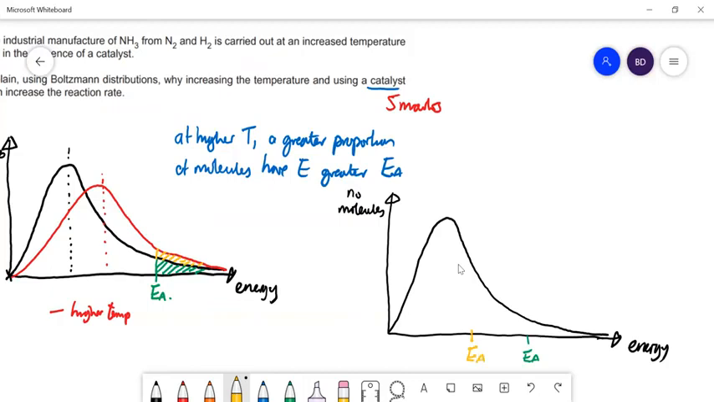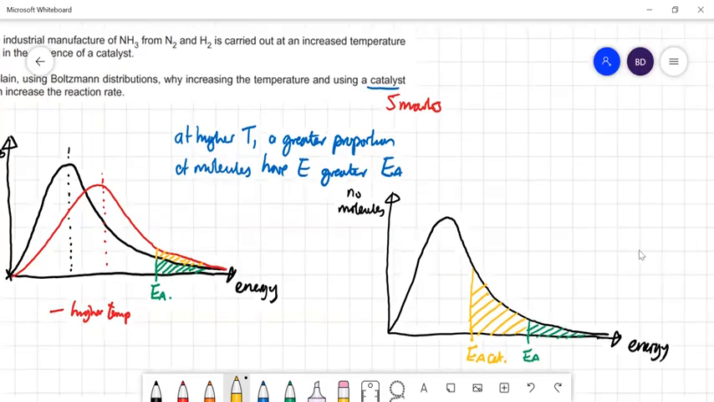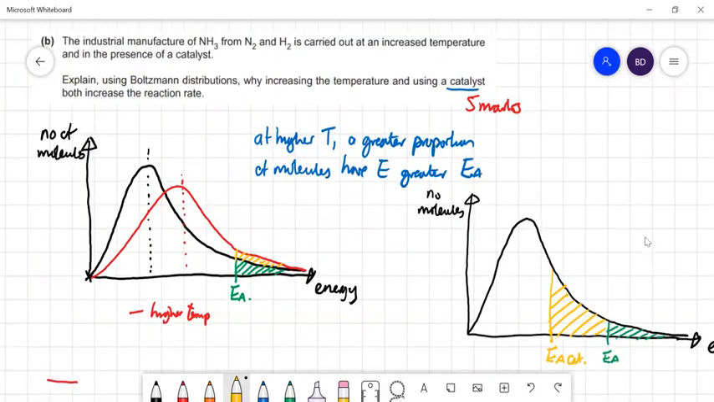So you can see the proportion of molecules which have enough energy to react are the ones with greater than the activation energy. Only a small proportion there. If you use a catalyst, because you lowered it, you get that yellow area plus the green area. All those molecules can react. So the rate of reaction is faster. That's EA with the catalyst. Okay.